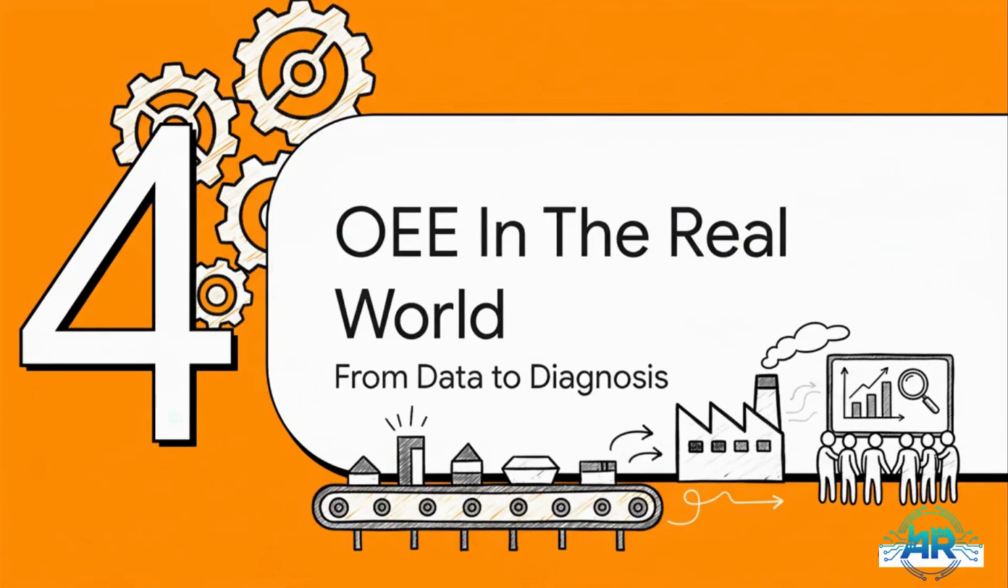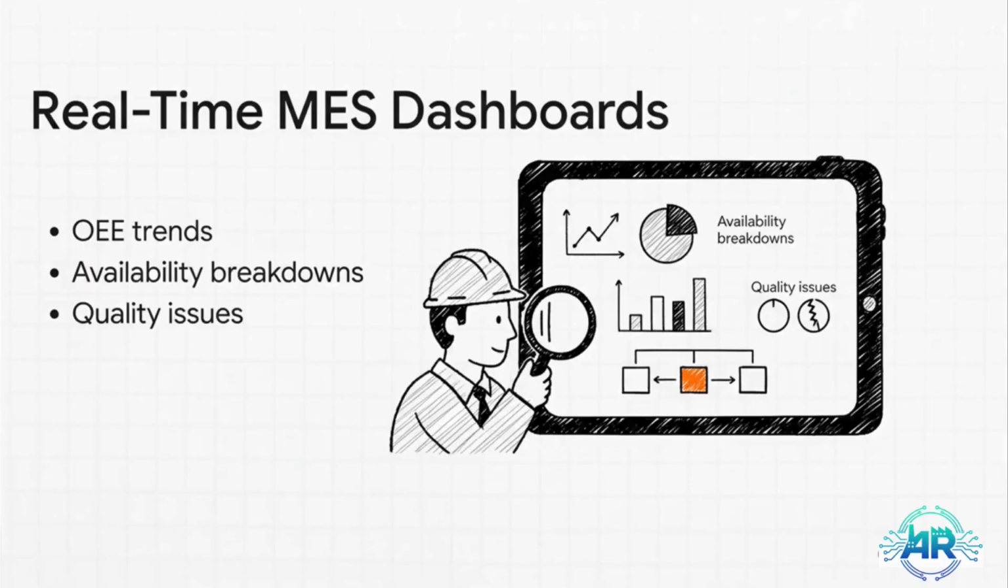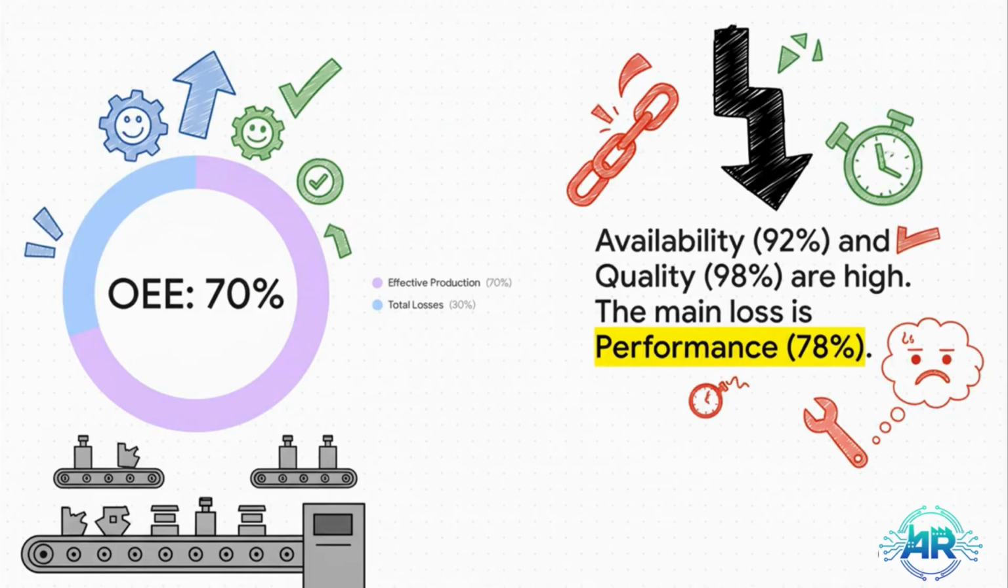All right, theory is great and all, but let's see how this actually plays out in a modern factory. How do teams use OEE not just to measure stuff, but to actively diagnose and solve problems right there on the shop floor? So in today's smart factories, nobody is calculating this with a pencil and paper, you know? Manufacturing Execution Systems, or MES, calculate OEE automatically and display it on these real-time dashboards. This lets supervisors see trends, drill down into the root causes of downtime, and spot bottlenecks pretty much as they happen.